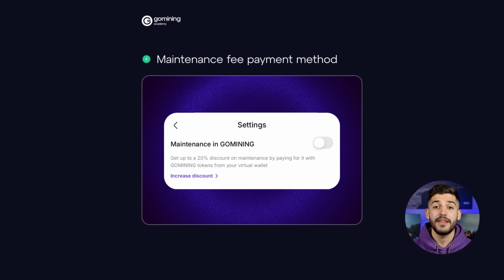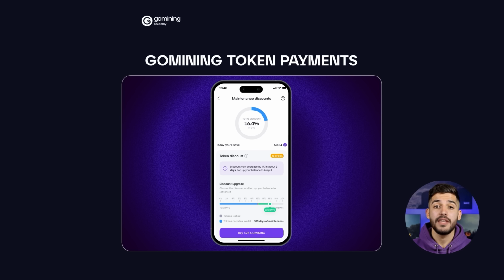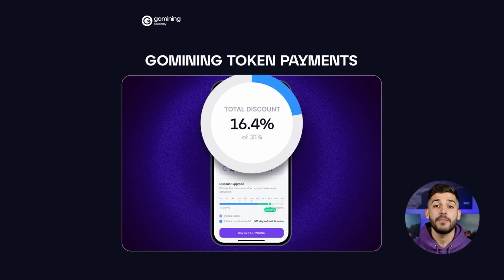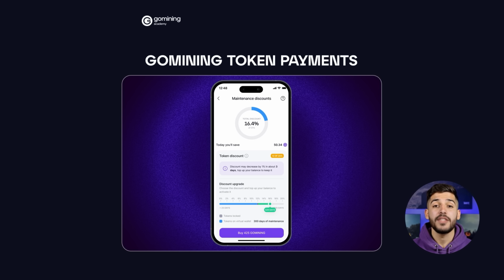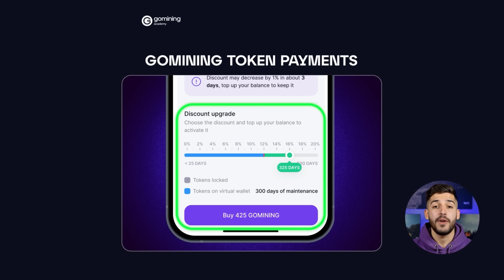Maintenance fee payment method, pay in Bitcoin or GoMining token, depending on your strategy. If you pay with Bitcoin, the fee is deducted automatically from your daily rewards. If you choose to pay in GoMining token, you can get up to 20% discount on maintenance fee. What's better is that once you buy a miner and pick the GoMining token payment method, you'll be able to see an approximate amount of tokens needed to gain the maximum discount. The more tokens you have in your wallet, the bigger your discount.